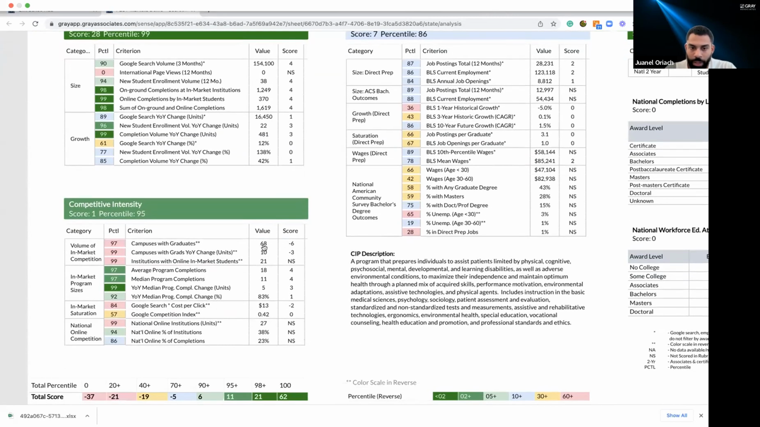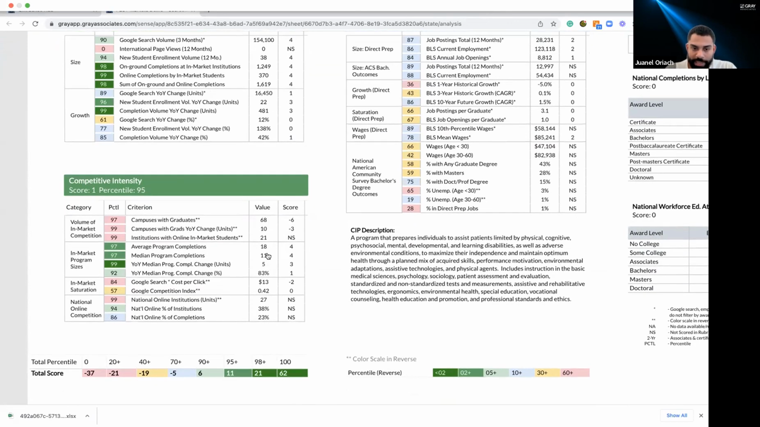which is pretty significant. Then we see 68 campuses with graduates. That's a 97th percentile total. 10 more campuses, I keep saying institutions, entered this market year over year into the doctorate space. That's a 99th percentile unit increase change here. So it's one of the most significant growth volumes related to campuses entering the market. And then we're looking at 18 and 11 here for average and median completions, with the median completion sizes actually increasing, which is a different story than what we were just looking at with physical therapy. And this program tends to be a little bit more viable online. The reason I say that is because the percentages of institutions that offer this program online and the percentage of completions happening online are significantly higher than that physical therapy program that we were looking at.